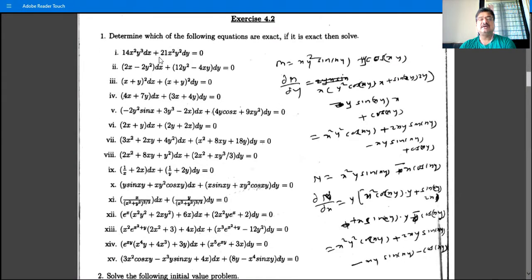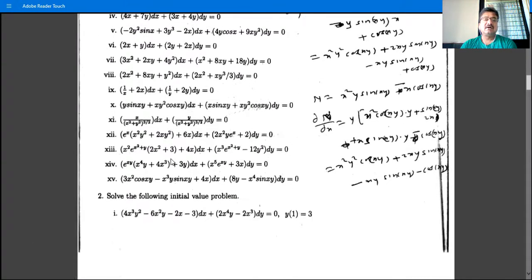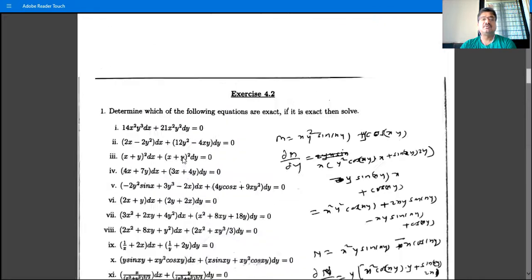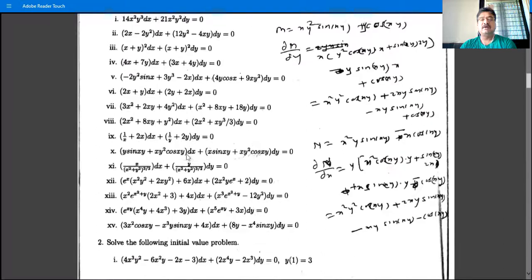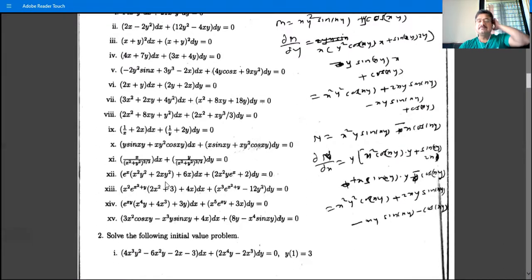See this exercise. These are also problems of the same type. That is, determine which of the following equations are exact. If it is exact, then solve them. So we have to determine whether these equations are exact. There are 15 problems. So in all these 10 and these 15, there are 25 problems of the type where ∂M/∂y and ∂N/∂x are equal or not equal.